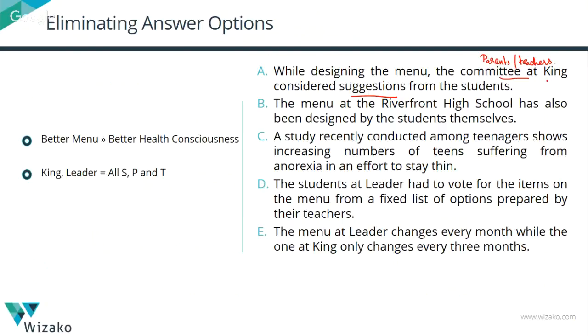So I will not eliminate A, I will hold on to it, because our very fundamental foundation of this particular argument was that King's menu was not as health conscious as Leader's menu, which means if the parents were not necessarily responsible for the menu at King's, maybe that's the reason. Maybe the students are not more health conscious than the parents are. So we'll hold on to A.